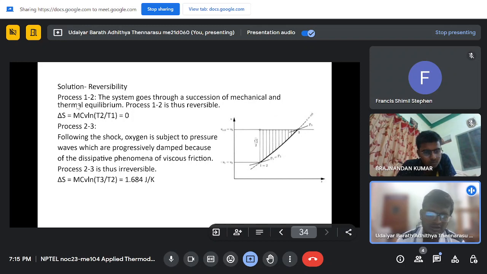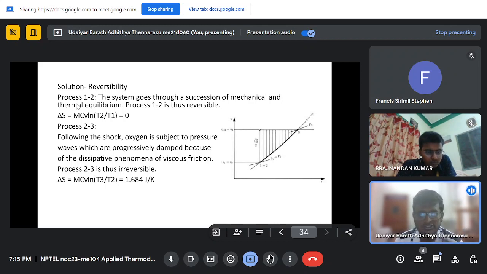You can find that the change in entropy is expressed as m cv ln T2 by T1. In this case, there is no change in volume or no change in pressure, so the other part will be 0. So there will be m cv ln T2 by T1, and T2 being equal to T1, the delta S will also be equal to 0. So the first process delta S is equal to 0. So you can say that, since it goes through multiple equilibrium states with very slow acceleration, this will be a reversible process.